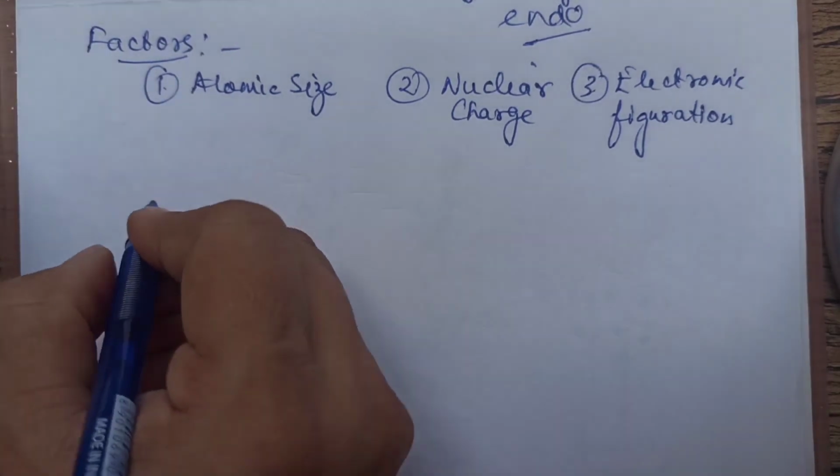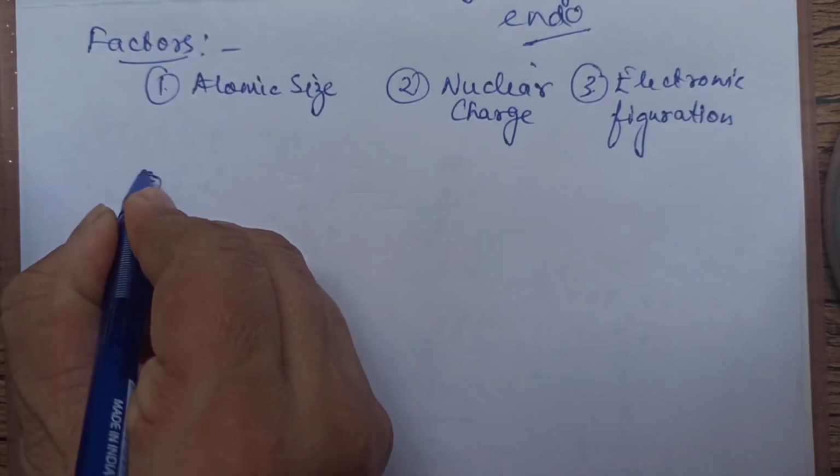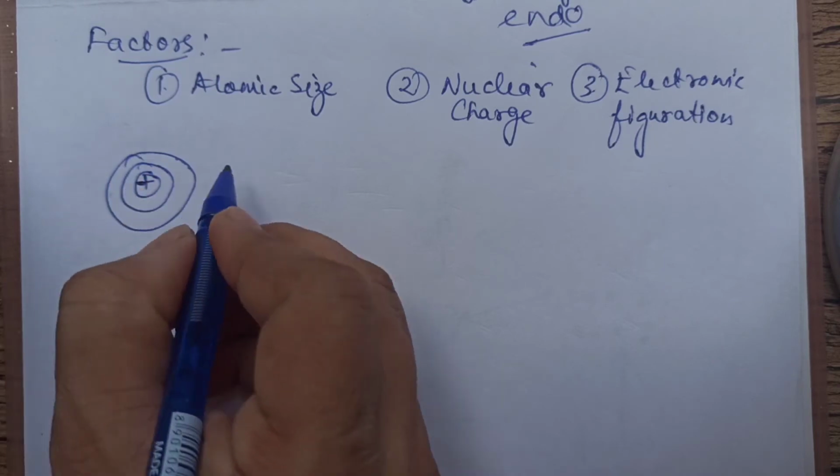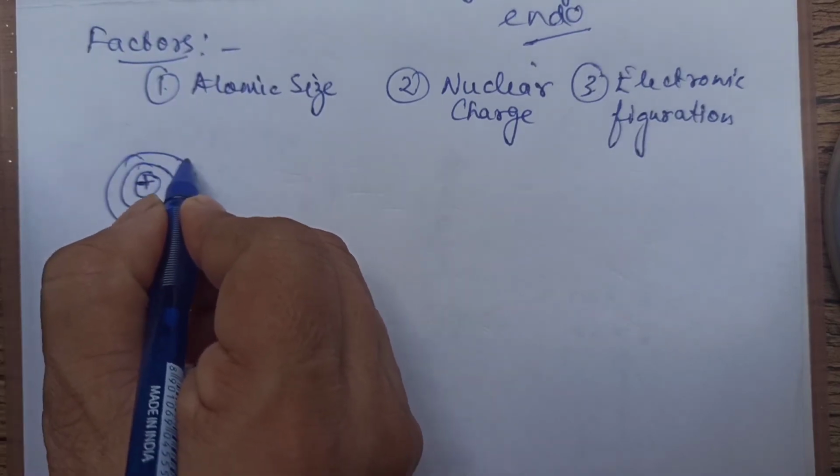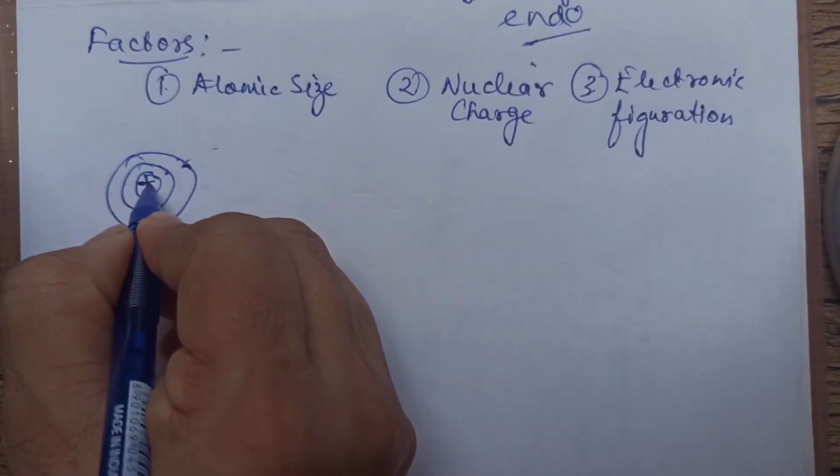Now let's see how. If the size of the atom is small and you add an electron to it, of course the distance between the nucleus and the valence shell is less, so it can take the electron easily.